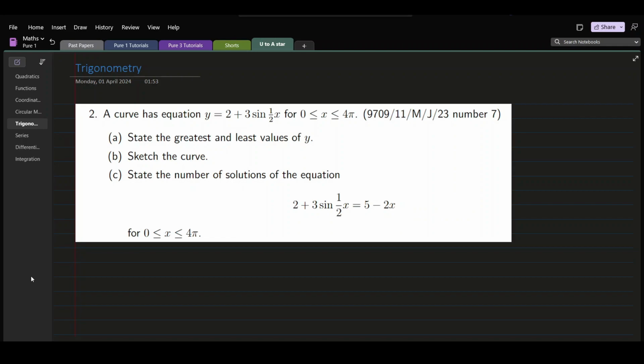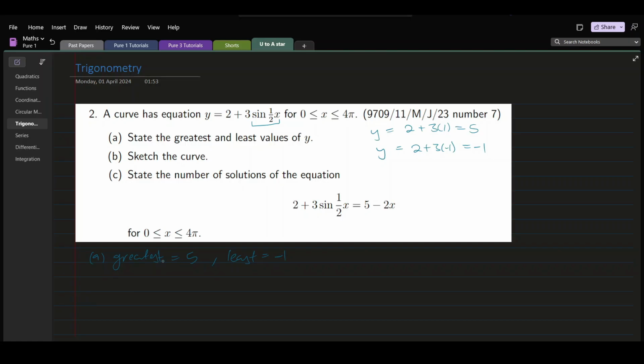Okay, so if we want to get the greatest value of y, we simply substitute this part with 1. So y is equal to 2 plus 3 times 1, and we get 5. That is the greatest value. And if we want to get the least value, we substitute with negative 1. So y is equal to 2 plus 3 times negative 1, which gives us negative 3 plus 2, which is negative 1. So for part A, we can conclude that the greatest value is equal to 5, and the least value is equal to negative 1.